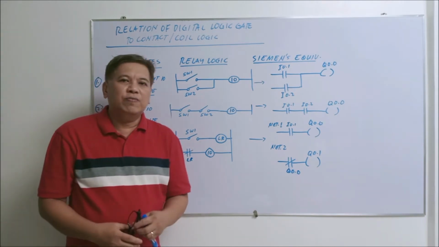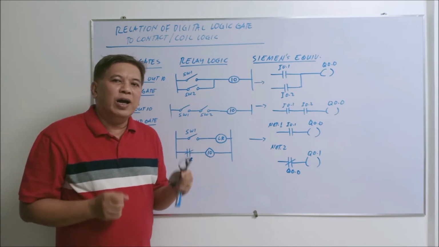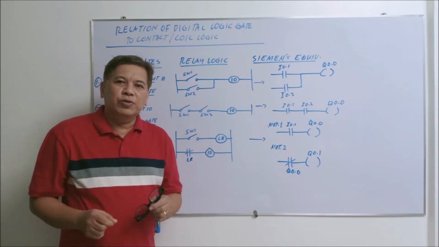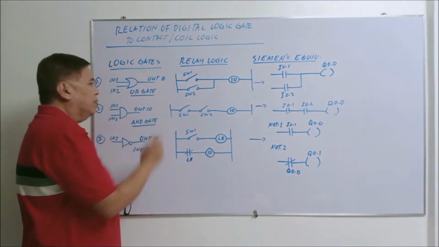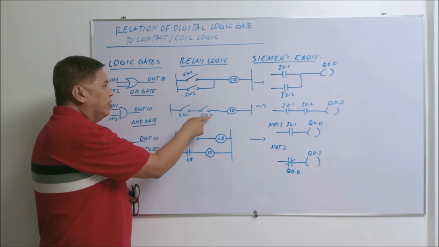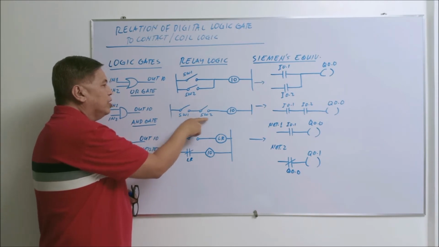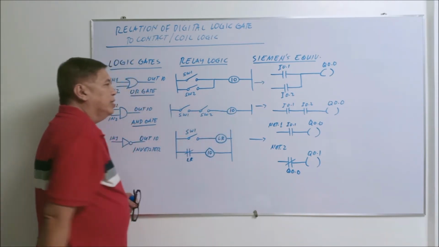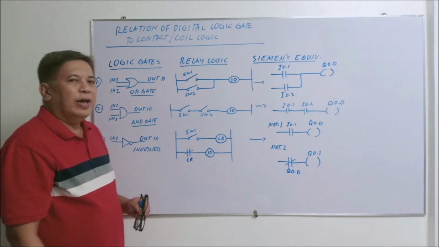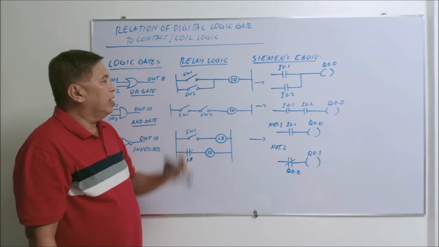And what is the definition of our AND gate? It says, in an AND gate, all inputs must be high to get a high output. So if any of the inputs is low, then the output is also low. That is our AND gate. In other words, if switch 1 here is open and this is closed, the output is low or de-energized. If both switch 1 and switch 2 are closed, then that's the time that your output 10 is energized. Very much similar to your AND gate. That is why the AND gate is represented by a series connection in our relay logic.